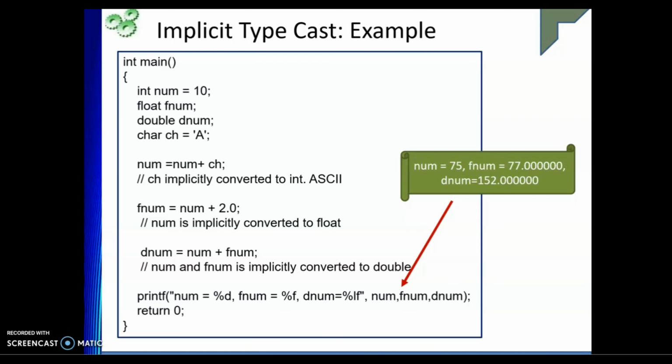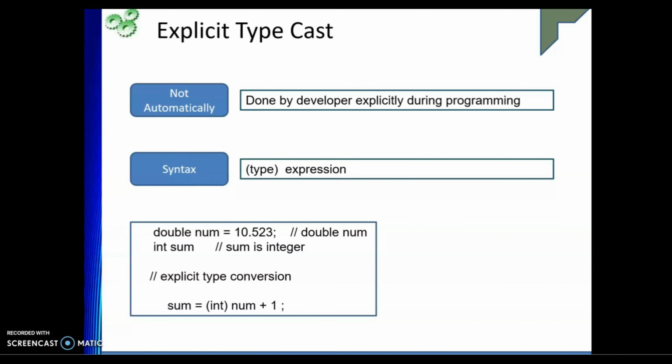Okay, so now having said this, let us move to explicit typecast. Explicit typecast is done by the programmer, the developer itself, during the time of programming, right? And the syntax is, as I was telling you, you have a type name and you have the expression itself, what type of data you want, and you convert it into that, and it is not done automatically. So now I have a double num equal to 10.523, and sum is an integer. Now I write sum equal to (int) num plus 1, and that means sum is an integer, so I am typecasting it. I take the integer part of num, which is 10. 10 will be added to 1 and the sum will be 11.